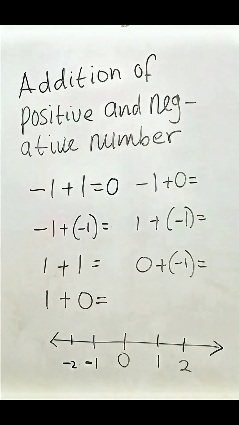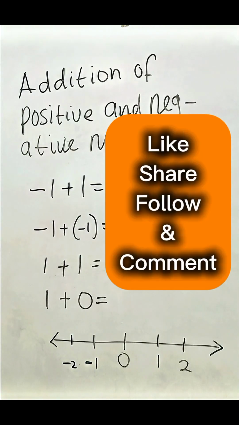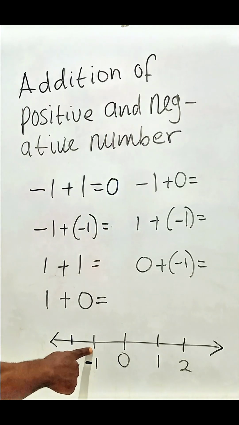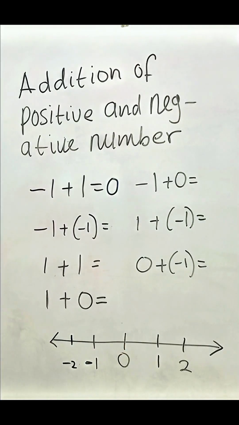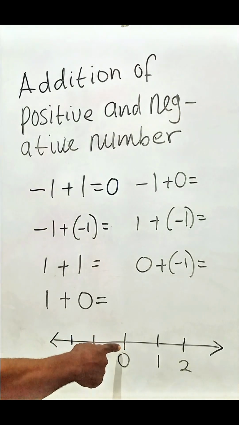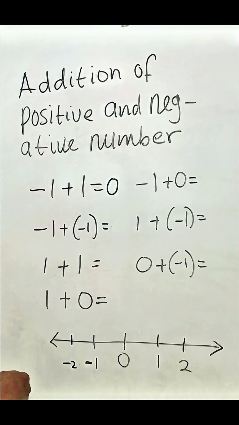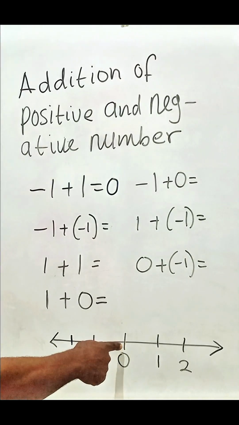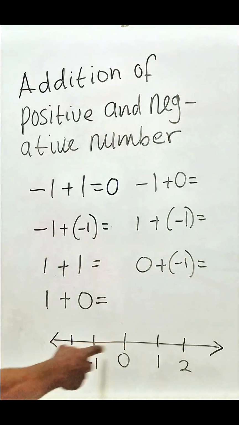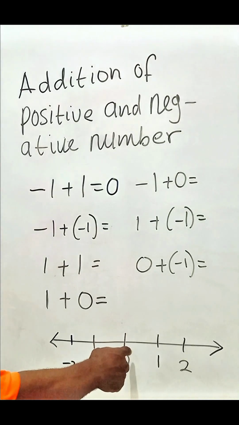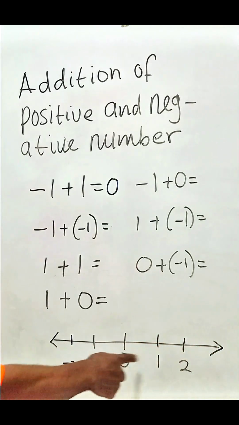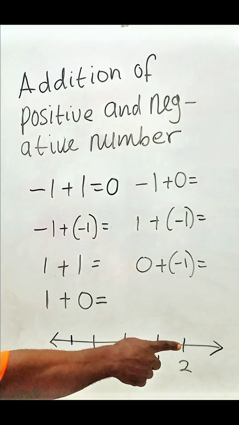On the number line, if we start from -1, negative numbers are on the left side of 0 on the number line. All the numbers on the left side of 0 on the number line are negative numbers. All the numbers on the right side of 0 on the number line are positive numbers.